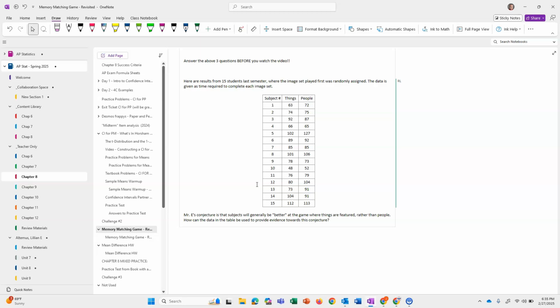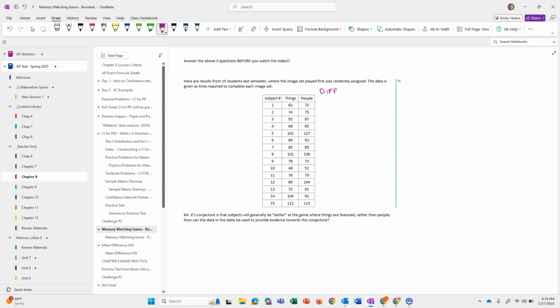So the first thing is, how can the data in the table be used to provide evidence towards this conjecture? Well, we're not comparing the 2 sets, things to people. We're comparing each person to themselves, and we want to know the difference. So the first thing we're going to need to do is create a new column, and we're going to call that column the difference. So we're going to subtract, and we can just do it in the order that it's given here.